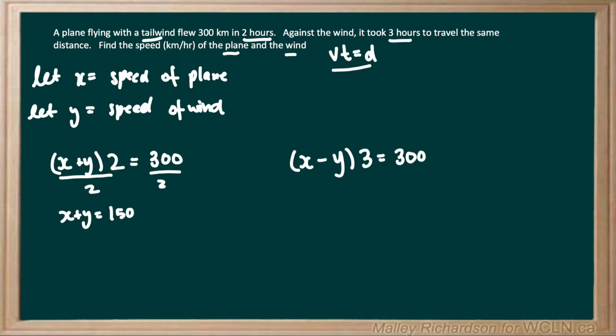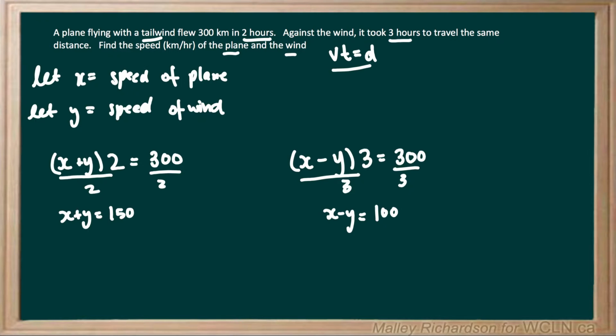So again, instead of distributing this 3, we'll just divide both sides by 3. And we're left with x minus y equals 300 divided by 3, which is 100. So now we have our two equations: x plus y equals 150, and x minus y equals 100. In this problem, we can either use substitution or elimination.